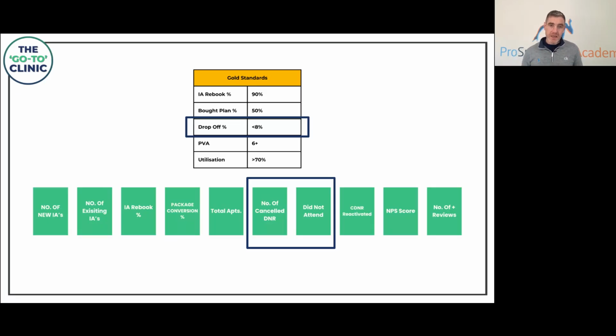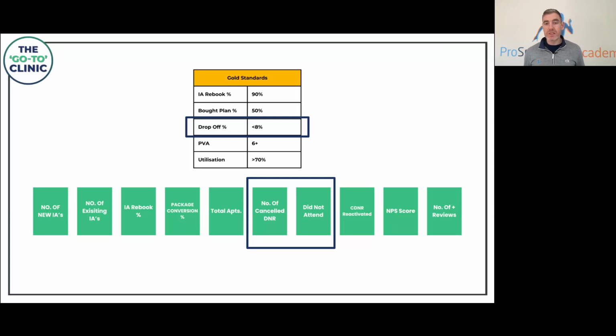So the key thing with the drop-off percentage, or your cancelled did not rebooks, is what exactly is this number. How I track it in my own clinic, and how we track it in the Go-To Clinic Head Physio dashboard, is your drop-offs are essentially a combination of your patients who cancelled and did not rebook plus the patients who didn't attend the appointments. You add those two numbers up, then add in the number of total appointments your therapist saw for that week, and then divide your cancelled, did not rebook and did not attend by the total potential appointment numbers.